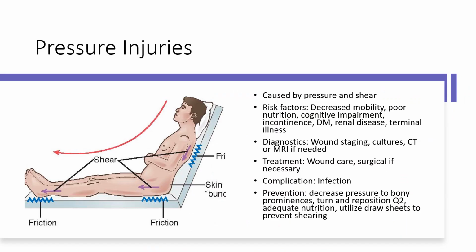All right, so pressure injuries. This is usually a factor of pressure and shear. Pressure is exerted when the tissue is compressed between the surface on which the patient lies and the bony prominence of the body. This causes a decrease in capillary blood flow, leading to decreased perfusion of the localized area, potentiating tissue ischemia and death.